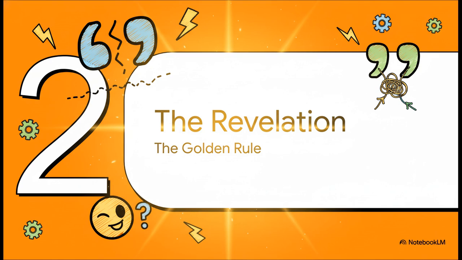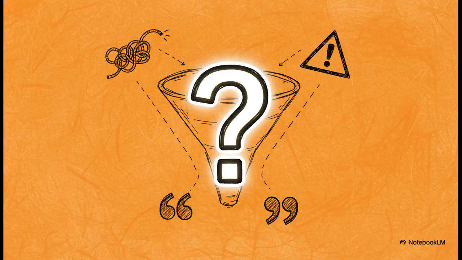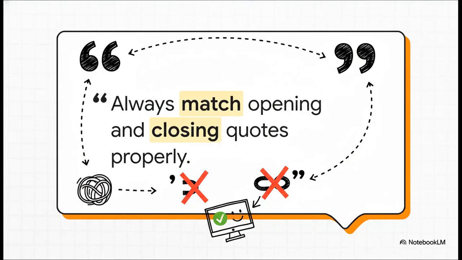So, we've unmasked our 3 main troublemakers: a missing quote, that sneaky apostrophe, and a mismatched pair. But what if I told you there was one single golden rule that, if you just remember it, will stop all 3 of these errors before they even happen? After looking at all these little traps, it might feel like a lot to keep in your head, but honestly, it all boils down to one simple, incredibly powerful idea. Ready for it? And here it is.